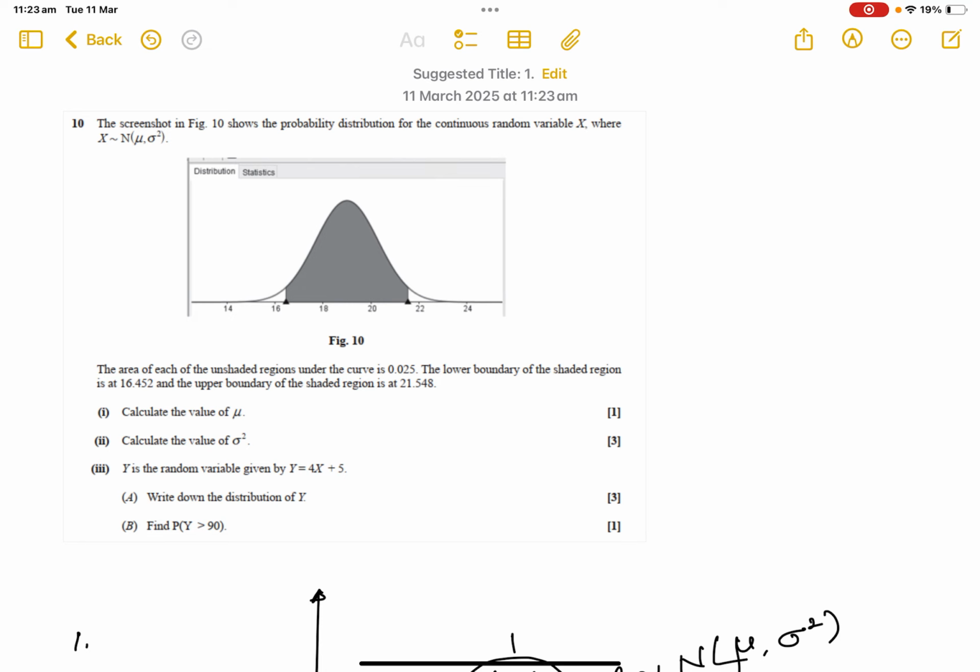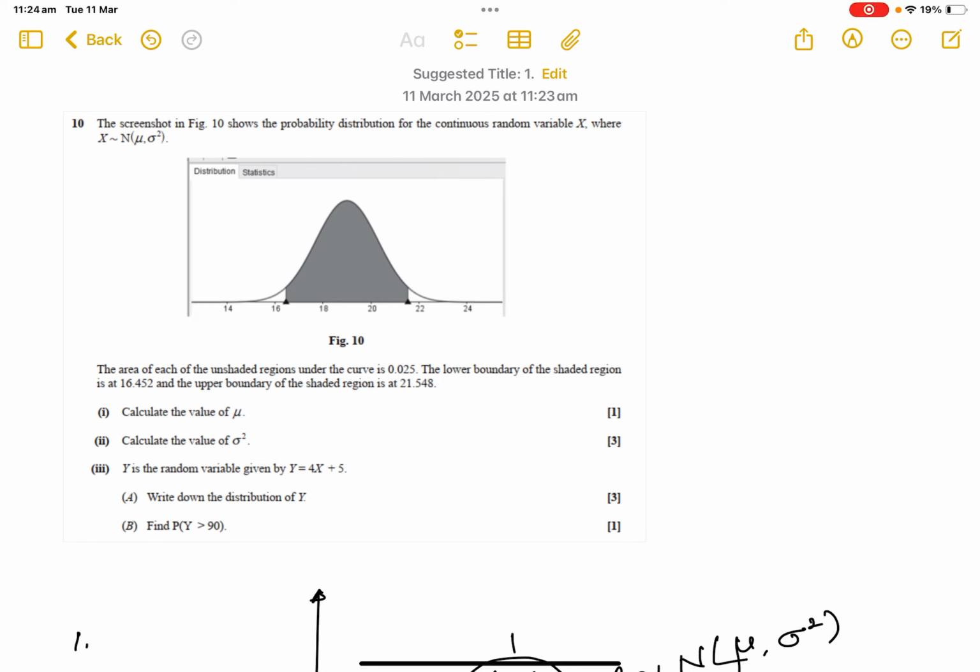A past question on normal distribution from the Oxford and Cambridge past paper. The diagram in figure 10 shows the probability distribution for the continuous random variable X, where X is normally distributed, N(mu, lambda squared).